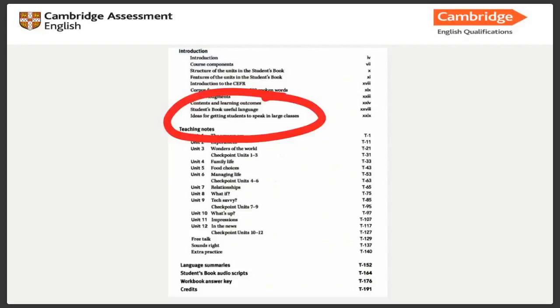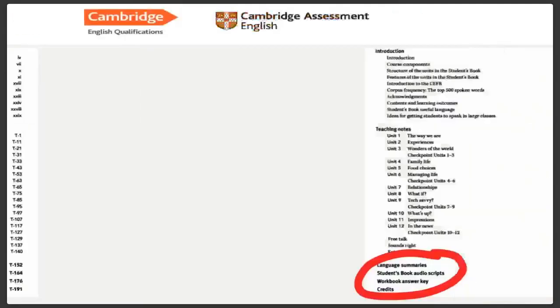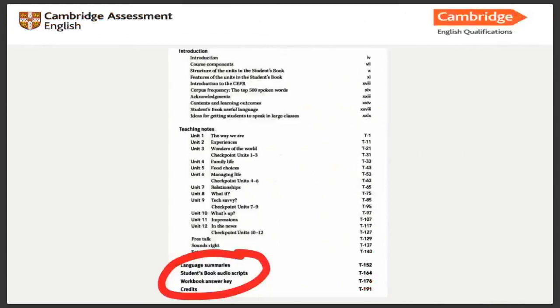For example, the content and learning outcomes, useful language from the student's book, and ideas for getting students to speak in large classes. The latter point will contain good reminders of what was covered in the preparatory training workshop. The free talk, sounds right, and extra practice sections from the student's book are also shown, as are the language summaries, audio scripts, and answer keys.